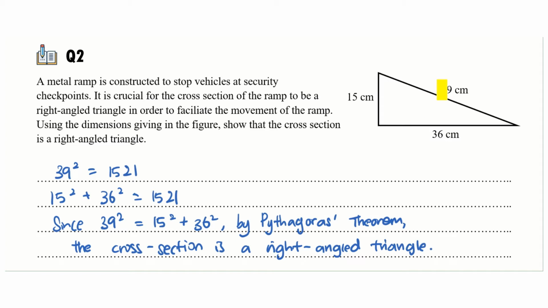So we identify that 39 is the longer side, so we find 39 square, which is 1521. Then we take the sum of squares of the remaining two sides, which is 15 square plus 36 square, which also gives us 1521. So therefore, we can say that they are equal, and by Pythagoras theorem, we will conclude that the cross-section is indeed a right-angled triangle.